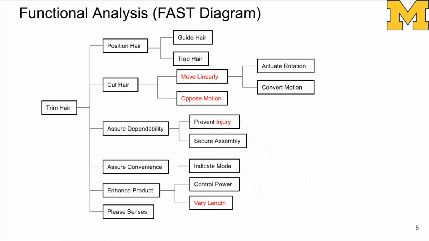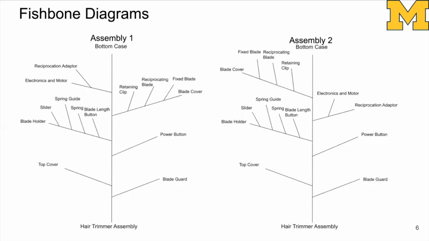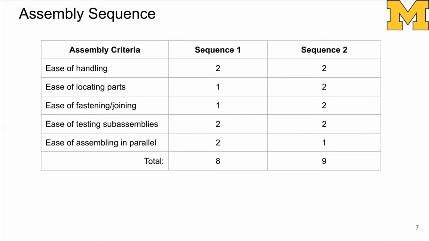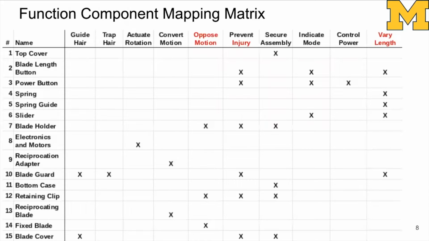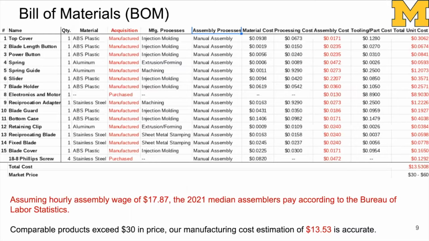Here's a fast diagram. You can see the key nodes. Here are fishbone diagrams for two different assemblies. As you can see from our analysis of the assemblies, sequence 2 was better. Here's a functional component mapping matrix. Here is a bill of materials with some assumptions listed on the slides.